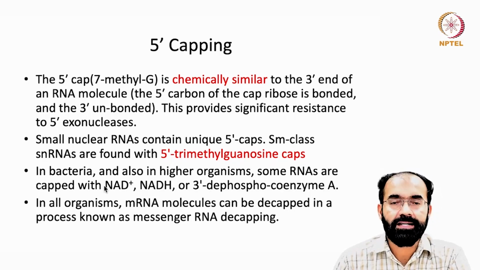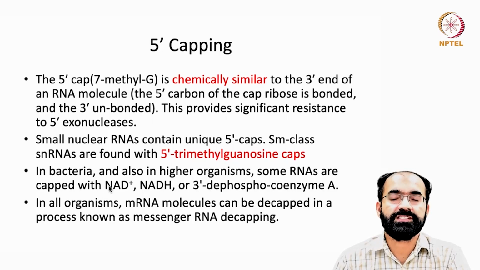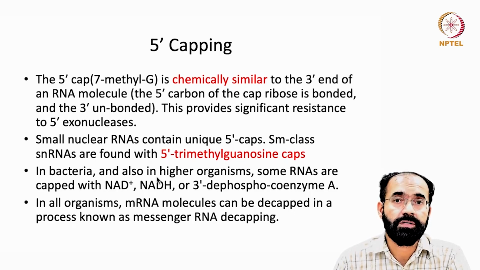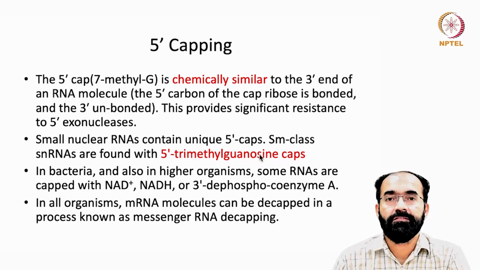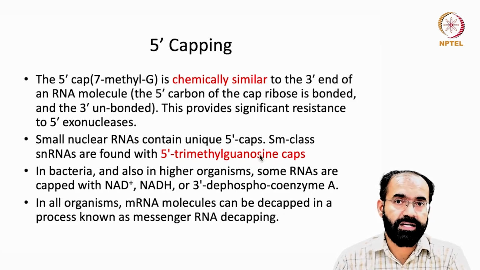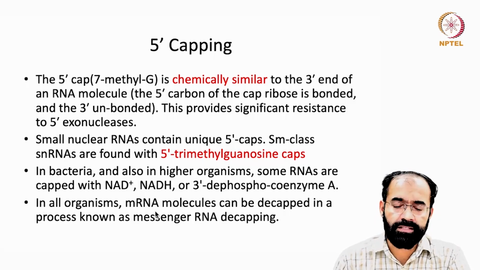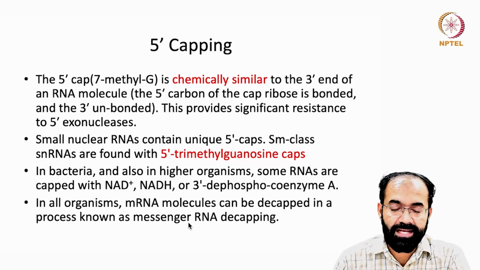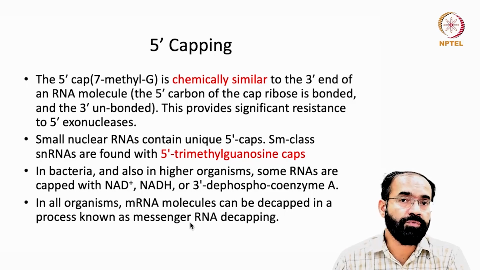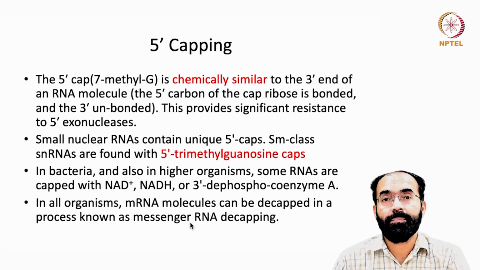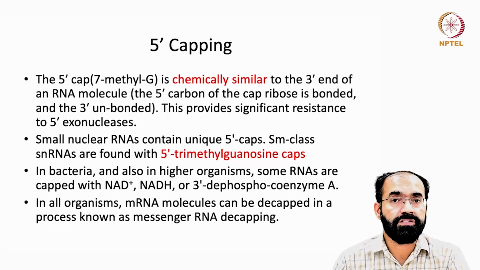What we should understand is that capping is a protection process, just like you put shoes on a horse, and also on bullocks you put metal shoes to protect their hooves from erosion. Like that, these molecules deceive the exonucleases and provide stability to the RNA. In all organisms, mRNA molecules can be decapped in a process known as messenger RNA decapping, and of course there are dedicated decapping enzymes to do this job.